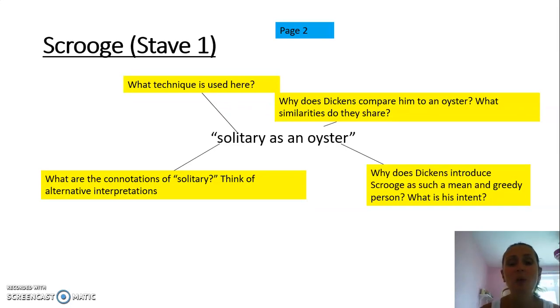This is the second quote that I want you to find. It's still in that same extract, so solitary as an oyster. To be honest, you could probably do this without even looking at your annotations. It's one that I've mentioned quite a few times, but it's just digging deeper and analysing those different layers of the text a little bit more. So pause it, go back to page 2 and add to your annotations.